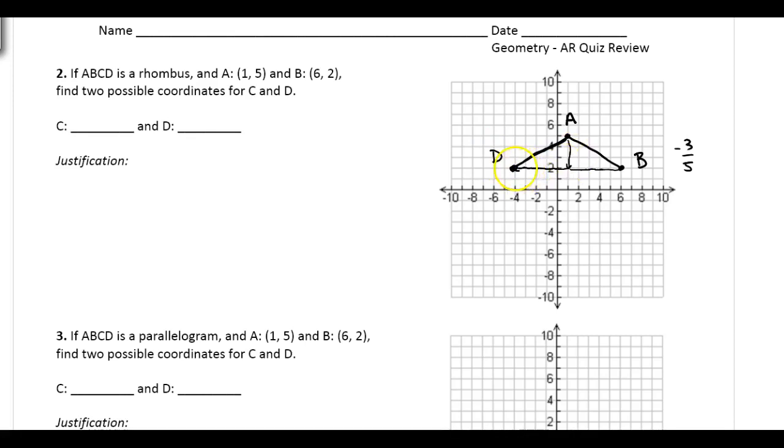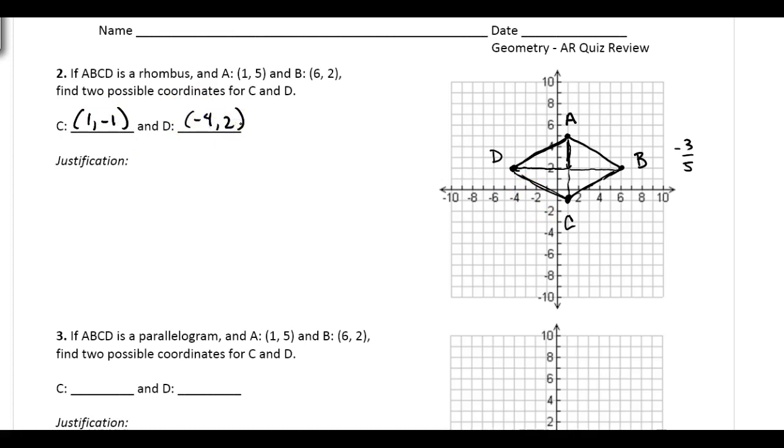Okay, and now I can see that I have my diagonal here as horizontal, which means my other diagonal is going to be vertical because we know the diagonals of a rhombus are perpendicular. So if this point up here was up 3, I know the next point down here has to be down 3 over there, and that would be point C. And if I sketch these in, I have my rhombus. Okay, so point C is (1, -1) and point D is (-4, 2).